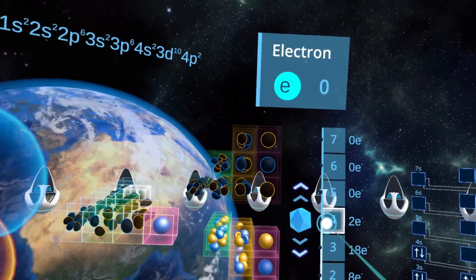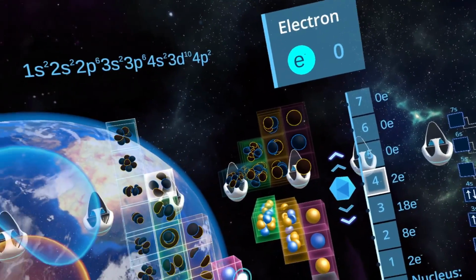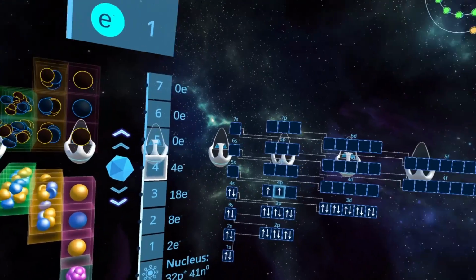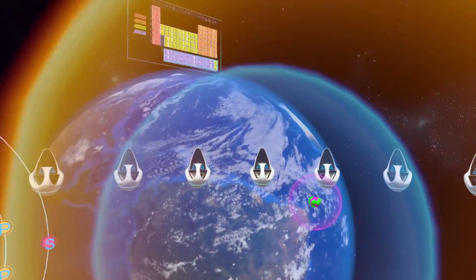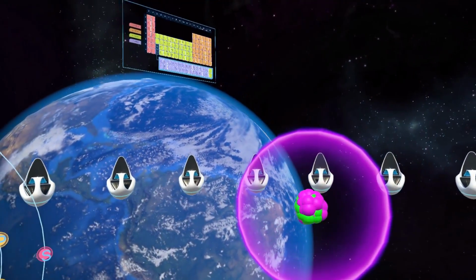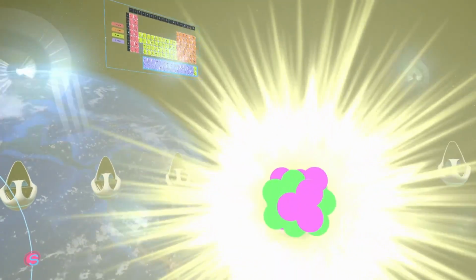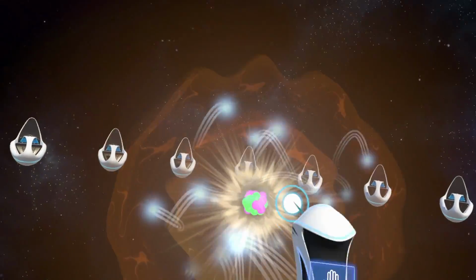As you can see, the germanium atom is now completed. If we look at our diagram, the last 2 electrons in the 4p orbital are going to be left unpaired, following Hund's rule of maximum multiplicity. And here it is, our completed germanium atom.